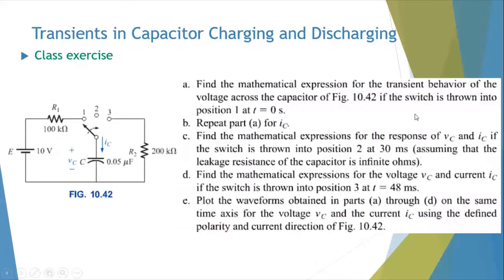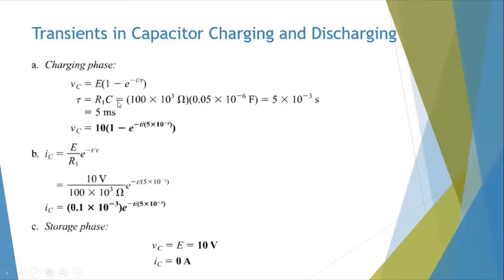So this example there. If you read that, it said find the mathematical expression for transient behavior of the voltage across the capacitor and so on. This one is straightforward. It's thrown into position 1. So initially, you connect it to position 1. You can find here your R is 100 kilo ohm and your capacitor is 0.05 microfarad. If you calculate the time constant for this phase of charging, it's 100K times 0.05 microfarad, so you get 5 milliseconds for the time constant.